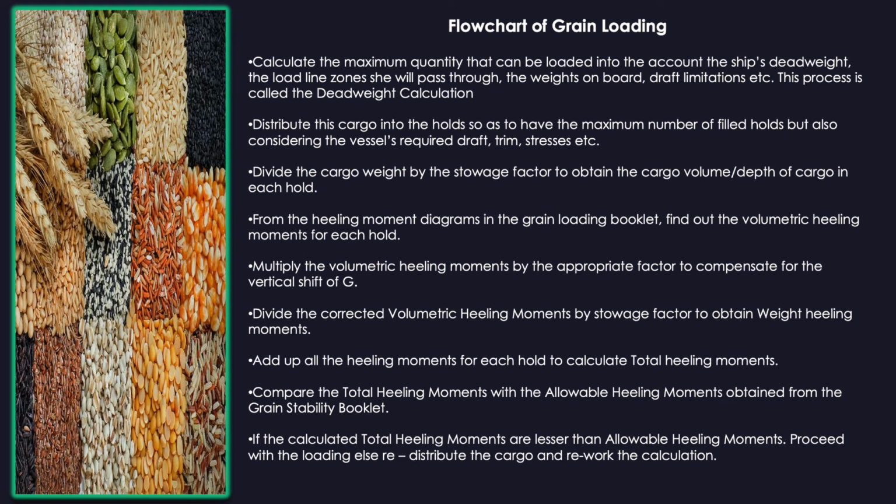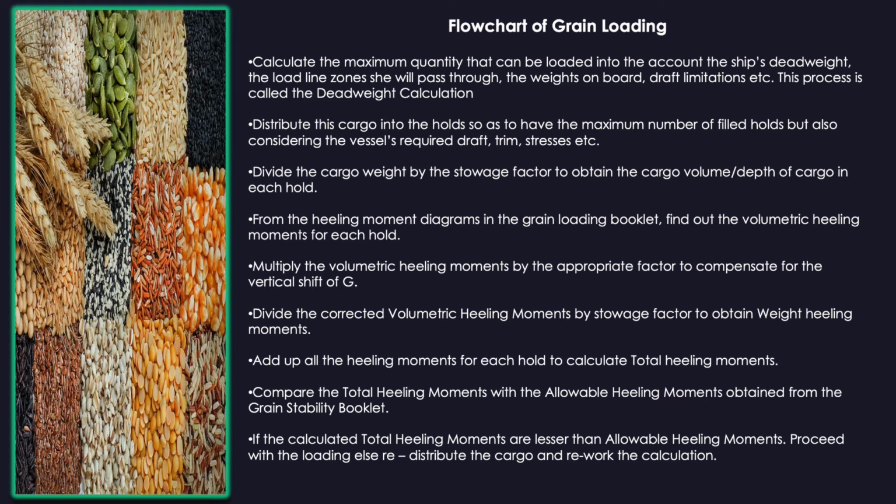Flowchart of grain loading. Calculate the maximum quantity that can be loaded, taking into account the ship's deadweight, the load line zones she will pass through, the weights on board, draft limitations, etc. This process is called the deadweight calculation. 1. Distribute this cargo into the holds so as to have the maximum number of filled holds, but also considering the vessel's required draft, trim, stresses, etc. 2. Divide the cargo weight by the stowage factor to obtain the cargo volume, depth of cargo in each hold. 3.